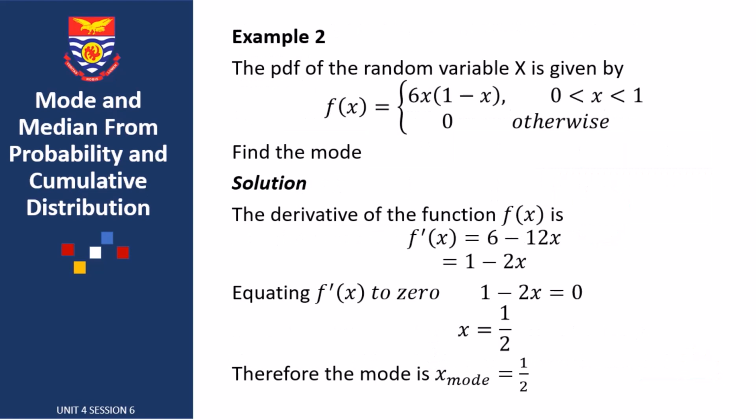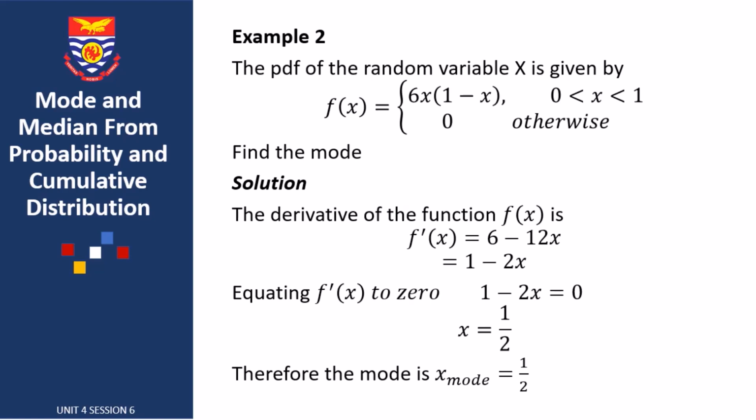For the case of a continuous probability distribution, the mode is obtained by equating the derivative of the probability density function to 0, and hence we solve for that random variable. That will give us the mode. Did you get it right? For the continuous distribution, we find the derivative, or we differentiate the function given to us, equate it to 0, and solve for the random variable. And that will give us the mode of the distribution.